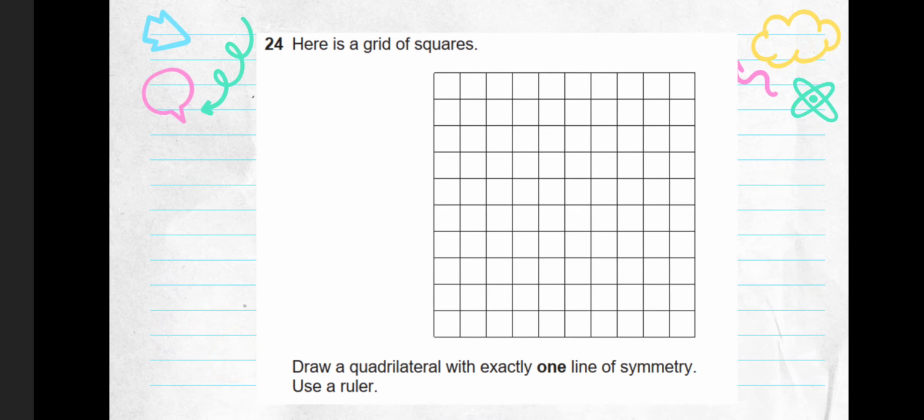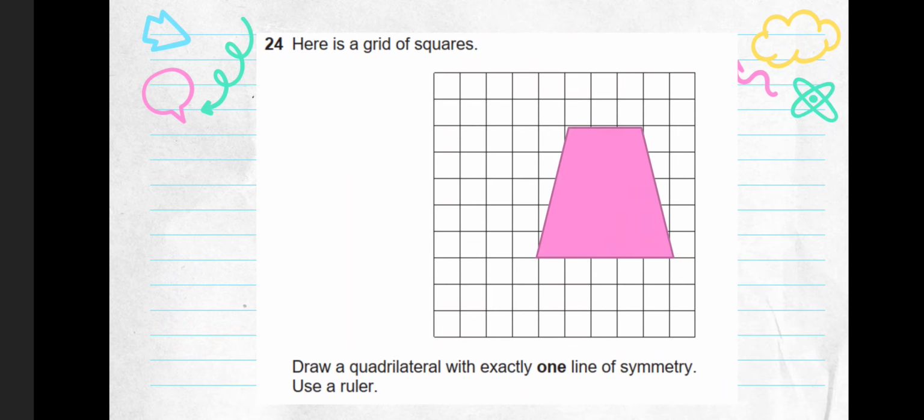Draw a quadrilateral with exactly one line of symmetry. What are quadrilaterals? They are shapes with 4 sides, or 4 line segments. With one line of symmetry, it could be a trapezoid or it could be a kite. Both have only one line of symmetry.